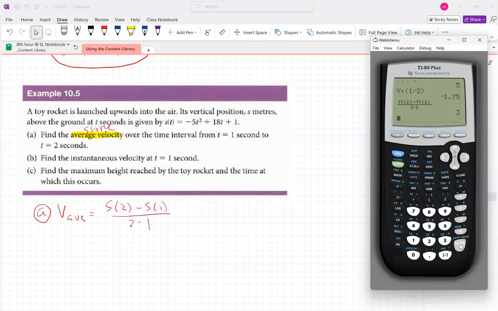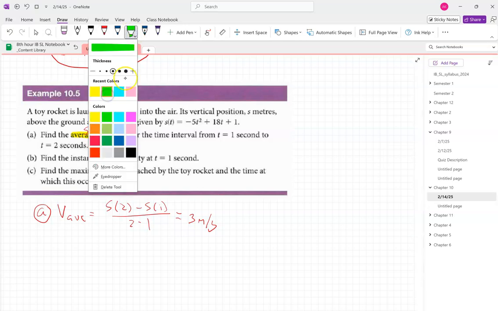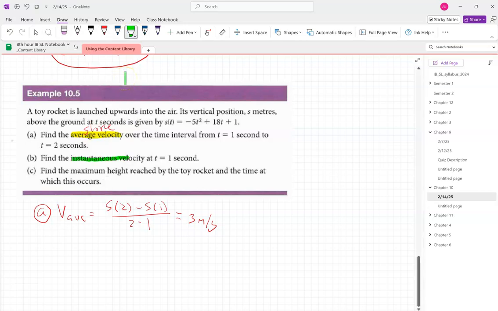So I do that, I get 3. The next question asks for the instantaneous velocity at t equals 1. When you hear instantaneous of a rate, what are you thinking? The derivative.